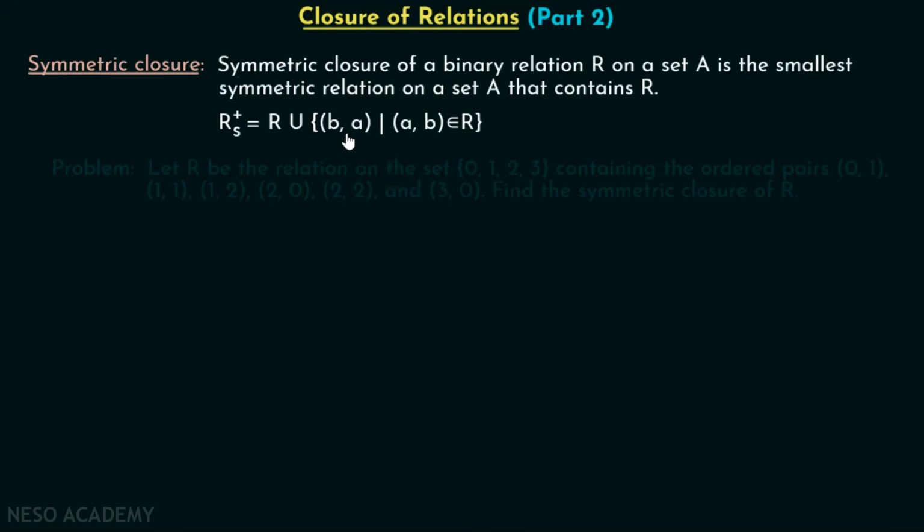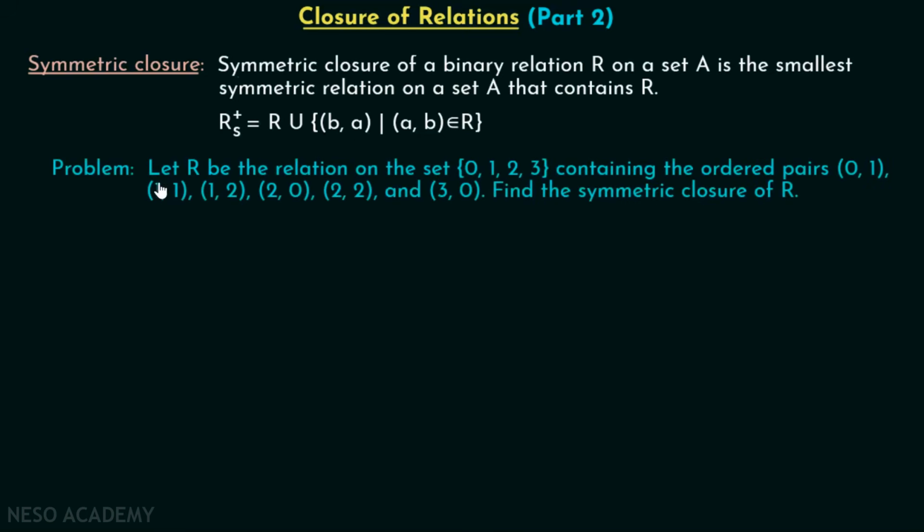So here is one problem related to symmetric closure. Let R be the relation on the set {0, 1, 2, 3} containing the ordered pairs (0, 1), (1, 1), (1, 2), (2, 0), (2, 2) and (3, 0). Find the symmetric closure of R. We are interested in finding the symmetric closure of relation R, which is defined on the set {0, 1, 2, 3}. Let's find out the solution.